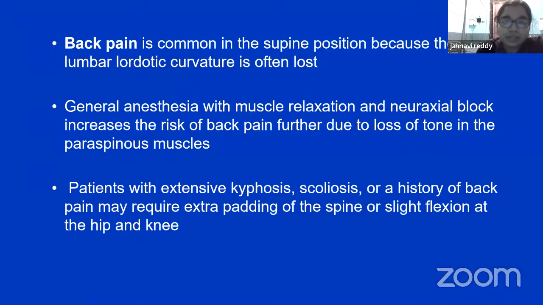Next, we are continuing with the complications. Back pain is most common in supine position because usually when we are standing or sitting, we have a curvature in the spine called lumbar lordotic curvature, which is lost while lying down. In general anesthesia with muscle relaxation, the risk of back pain further increases as the muscles in the back lose their tone. Mostly paraspinous muscles will lose tone, so it will lead to much back pain in the postoperative period. Patients with extensive kyphosis or scoliosis may also require extra padding of the spine or slight flexion of the hip and the knee.